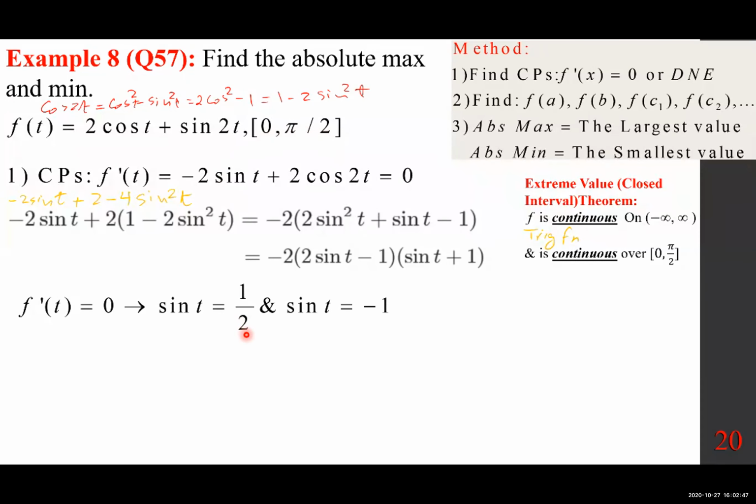The only possible answer is pi over 6. Sine is -1, so the only possible answer is minus pi over 2 or 3 pi over 2. It's not in the interval of interest. So t equals pi over 6, t equals pi over 2, but this is the only acceptable answer. Minus pi over 2 is not acceptable. By the way, you can write 3 pi over 2 if you want.